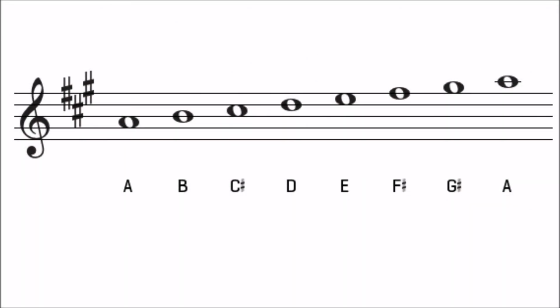Chord 4, D major seventh. Chord 5, E dominant seventh. Chord 6, F sharp minor seventh. Chord 7, G sharp minor seventh flat 5. You can form 4-note extended chords in a key by skipping letters or notes.